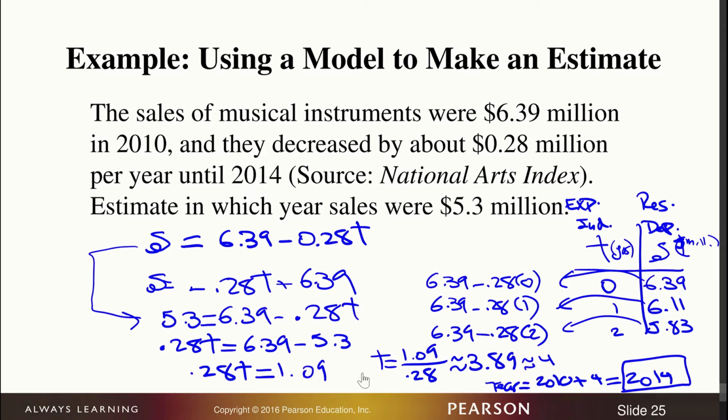But don't be happy with just finding time, because they asked you which year. So be very careful. If they said how many years does it take for this to happen, you could have just said 4 years. But they didn't. They said estimate the year in which. And remember, t is the number of years since a reference year, here being 2010. So once you get t, you just add it to 2010, and that'll tell you the year in which you can expect sales to drop to 5.3 million from the initial 6.39 million.